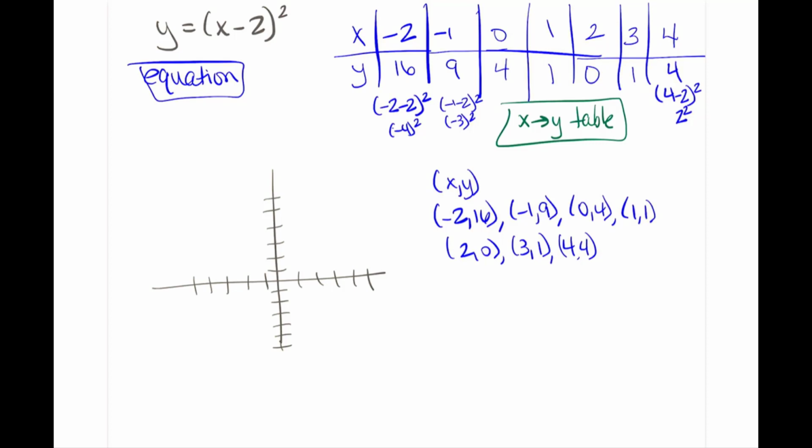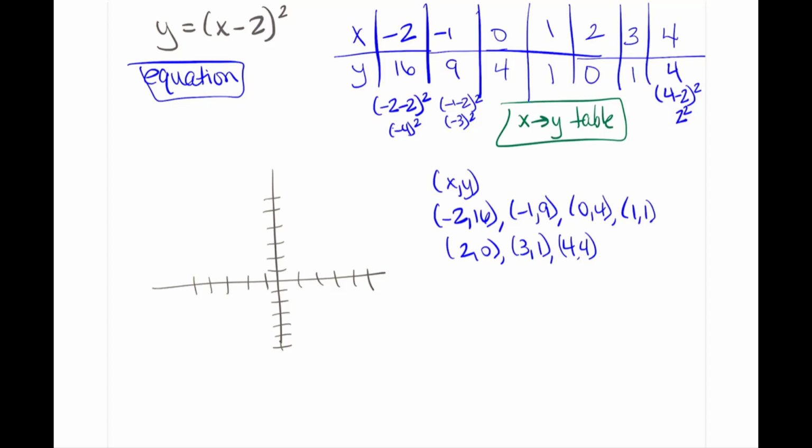And when it comes to that one-to-one, where there's only that one output, so when I put in -2, I only got 16. There's no other value that I can get if I put in -2. The only answer I can get is 16. And that's what they mean by there's only one output for every input.